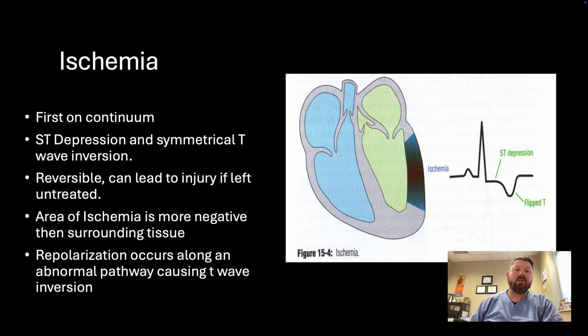So ischemia is the first on the continuum, and ischemia can be reversed if recognized early. The area of ischemia is more negative than the surrounding tissue, so that might be one of the reasons why you have a flipped T wave and ST depression. Repolarization occurs along an abnormal pathway, causing the T wave inversion. So again, with ischemia, you're going to see possible flipped T wave, and you're going to start seeing ST depression. So it's going to start going below baseline.